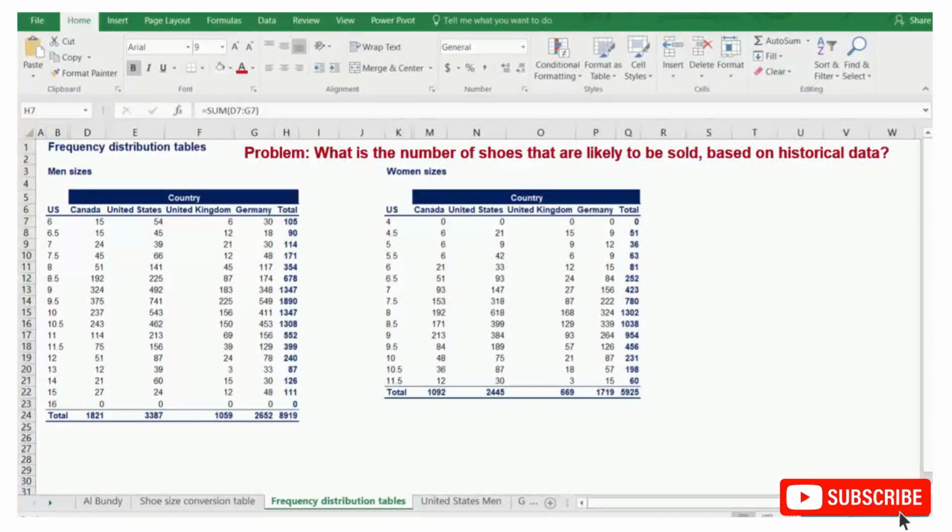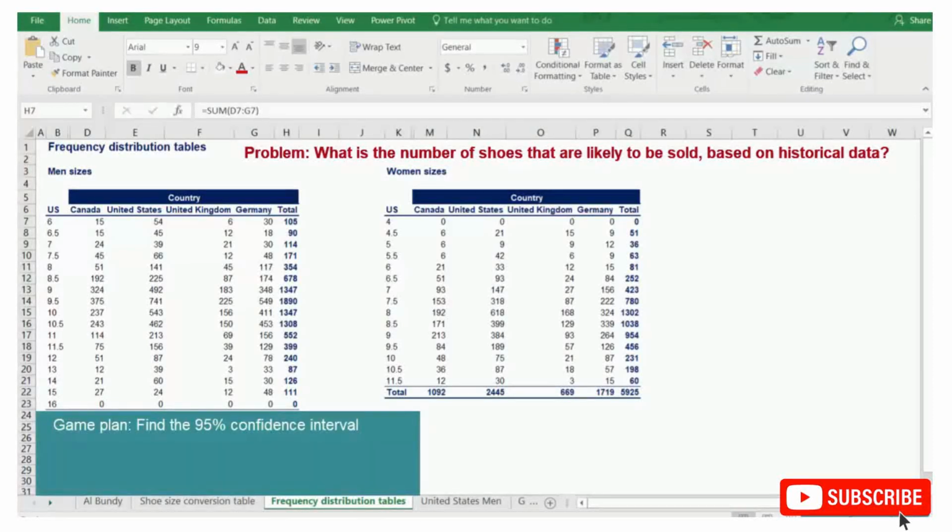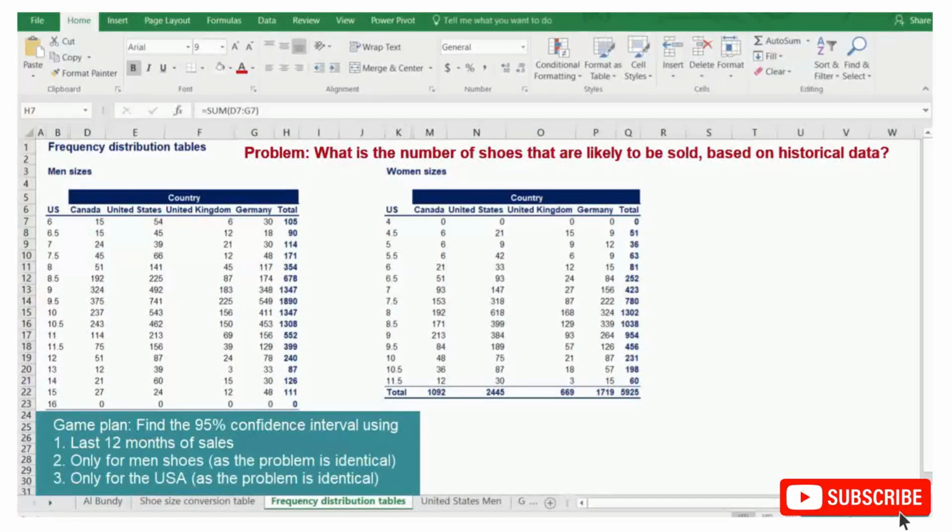Okay, we want to estimate the number of shoes that are likely to be sold. A 95% confidence interval will give us such information. We will take the last 12 months of sales and make a prediction. Let's do this only for men's shoes, as the main problem is identical for both genders. Since people have different shoe sizes, we will have to calculate 17 confidence intervals, one for each size.